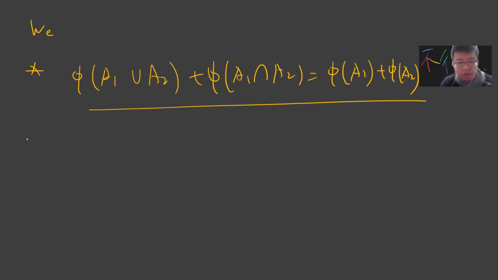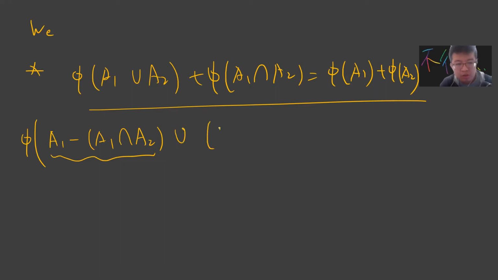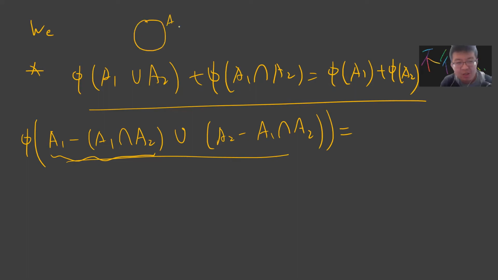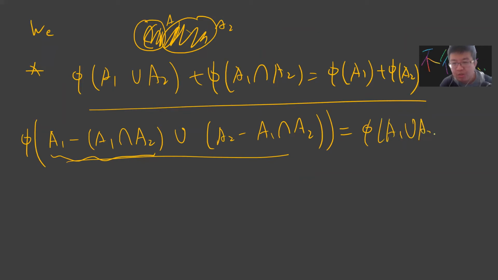And the proof is basically simple. You just consider A1 minus A1 intersection A2. If you take this and the union of this, you will get what? What is the union of these two? This is A1 and A2, so the union of these two is basically the same as the union minus the intersection.